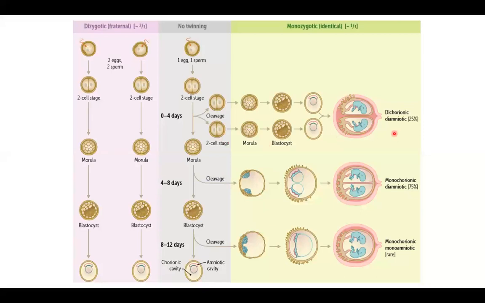Before morula, they're independent. They have their own placenta, own amniotic sac. After morula, they share placenta, but they have their own amniotic sac. Blastocyst, they're completely together, okay? They share placenta and they share an amniotic sac. In this case, if they share both things, there's actually a risk that they could be conjoined twins.